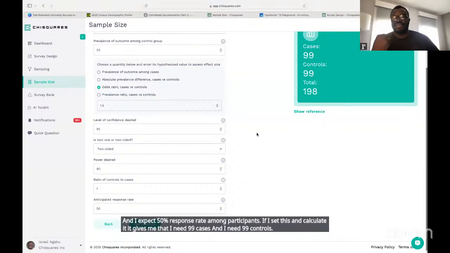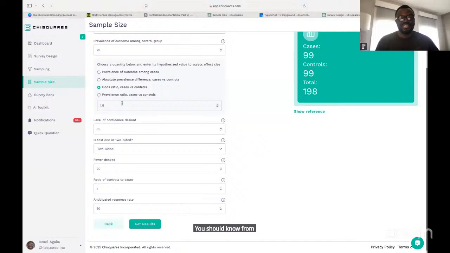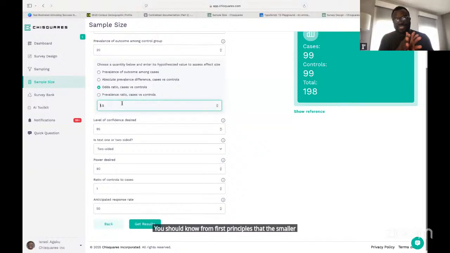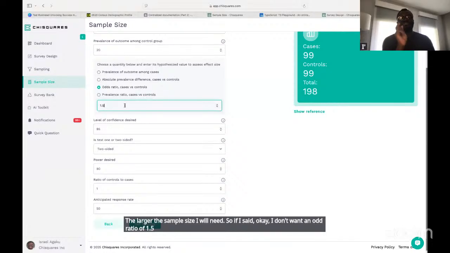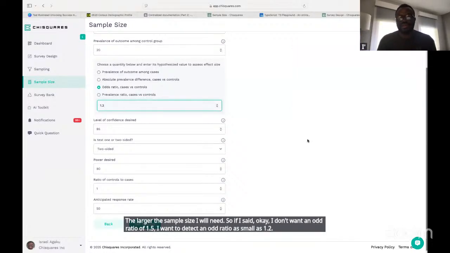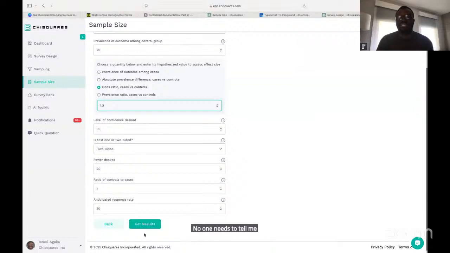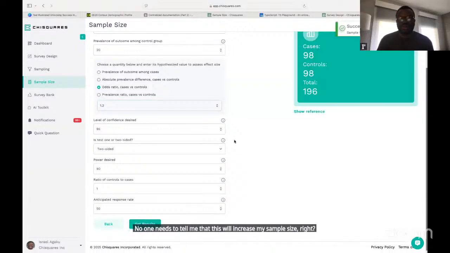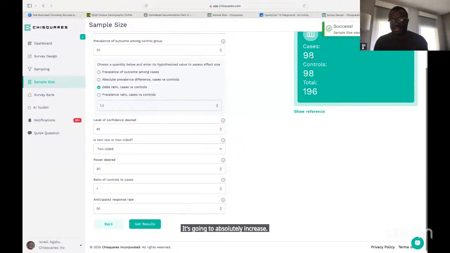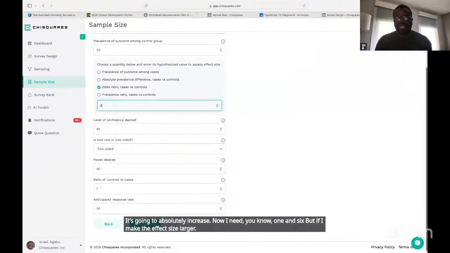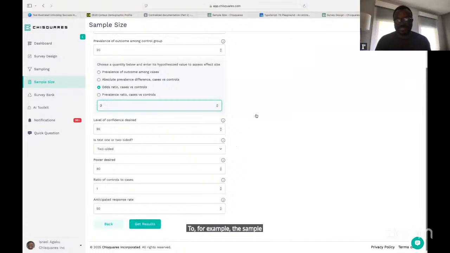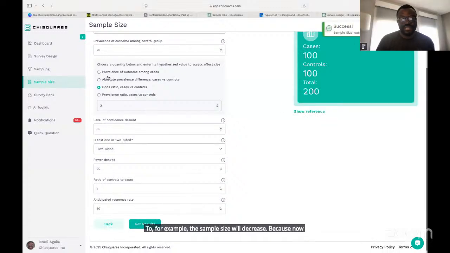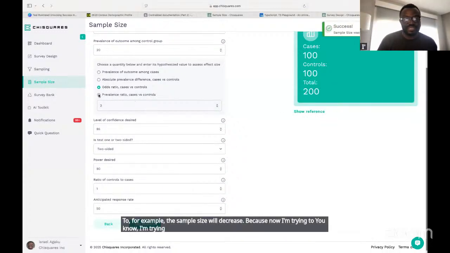You should know from first principles that the smaller the effect I want to detect, the larger the sample size I will need. So if I said, okay, I don't want an odds ratio of 1.5, I want to detect an odds ratio of as small as 1.2, no one needs to tell me that this will increase my sample size, right? It's going to absolutely increase. Now I need 98, 196. But if I make the effect size larger, 2, for example, the sample size will decrease.